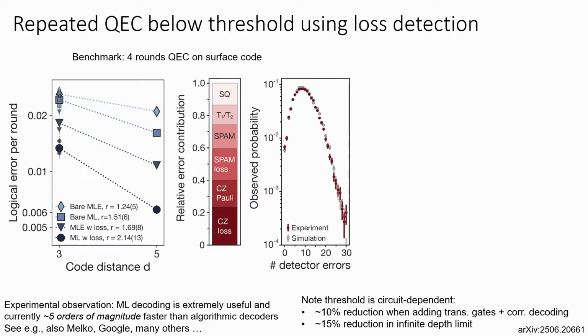If we add transversal gates and correlated decoding, this gives, in theory, up to roughly a 10% reduction. And if we went to infinite depth, then in theory it could reduce the threshold by another factor of roughly 15%. But it's at the scale of roughly a factor of 2 below the threshold.